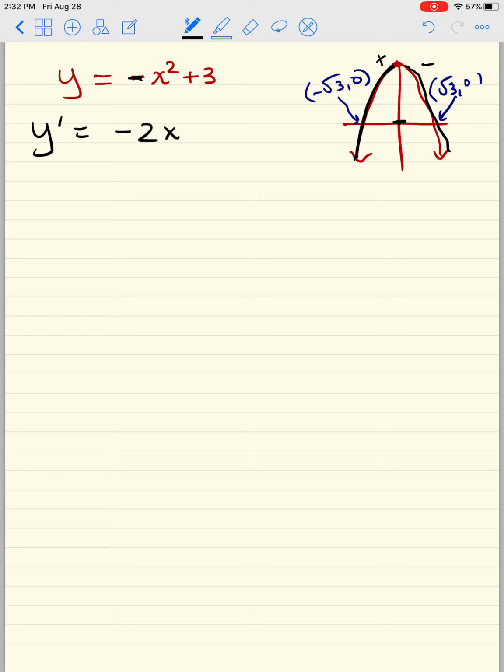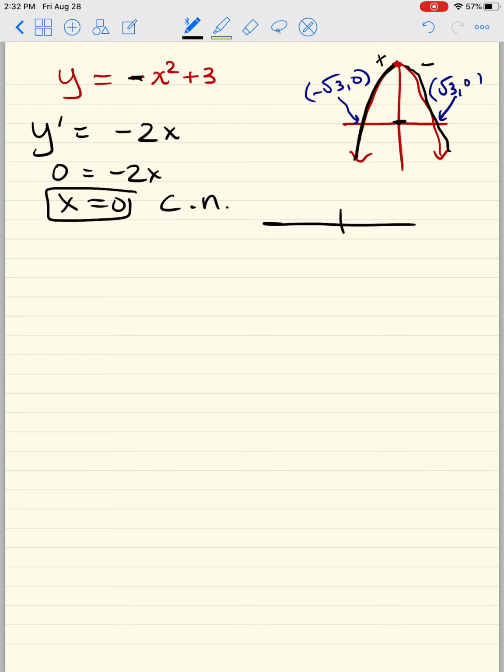The first step is to take the derivative. That's -2x. Set the derivative equal to 0. And so therefore x equals 0. That's what we call a critical number. We're going to put 0 on the number line. I'm going to call the number line f prime of x. You're going to pick a number below 0 and above 0.